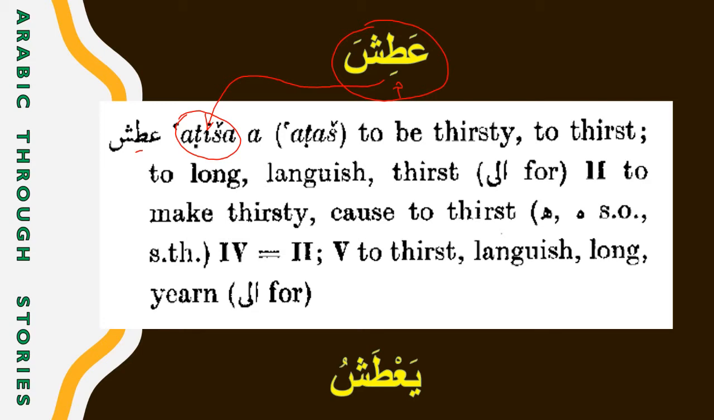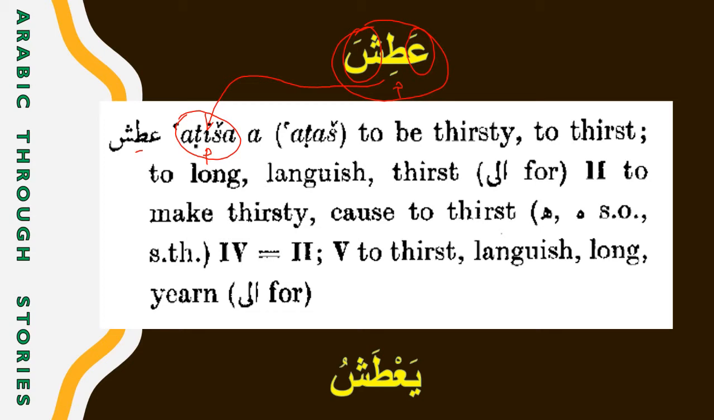Why? Because it is always the same. Fa and lam have the same thing. It's the middle root letter that we don't know. For that we need to look at the mu'jam and find out what is on this one. And if it is kasra, then it is atisha. Okay. Now notice the mudari of this. Ya'tashu. Notice there is fatha over here on the ta.